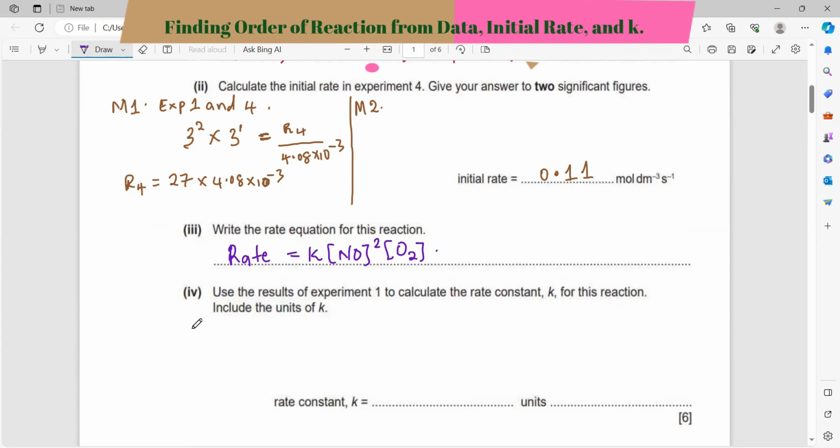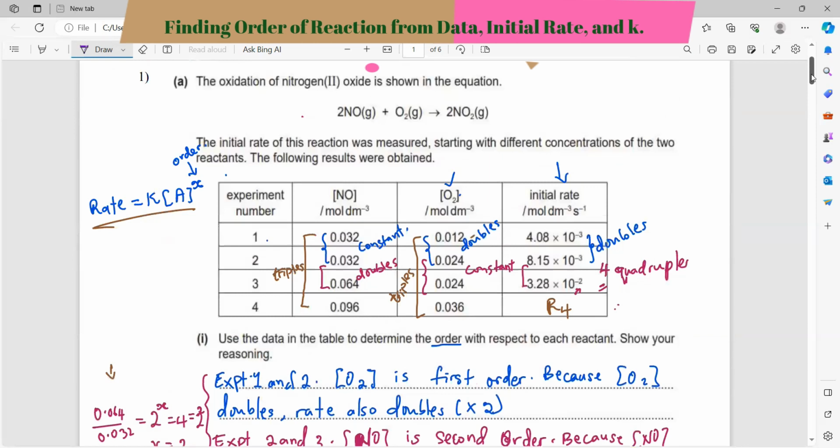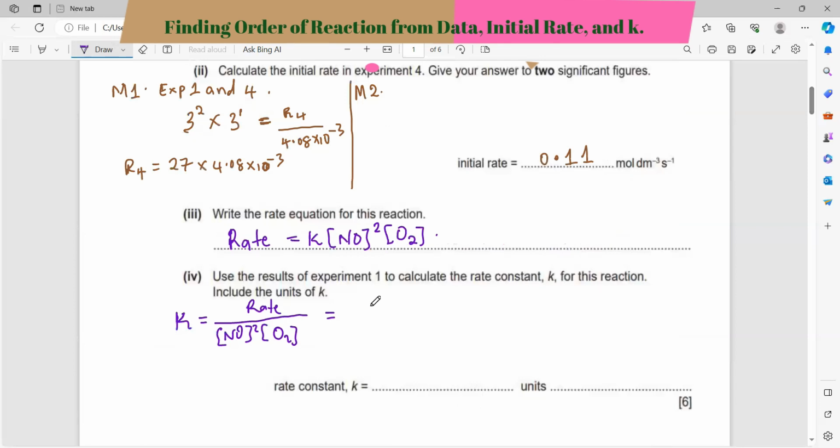Okay. So you could just go directly to make K the subject. Your rate constant, capital K, equals, or is it small k? Equals your rate divides the concentration of nitrogen monoxide square, multiplies oxygen. And that gives you, we go to experiment 1. What are the reactants? The rate there will be 4.08 times 10 to the negative 3. You have 0.032 and 0.012.